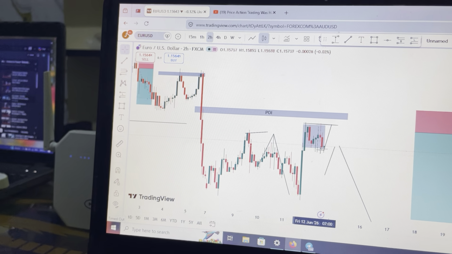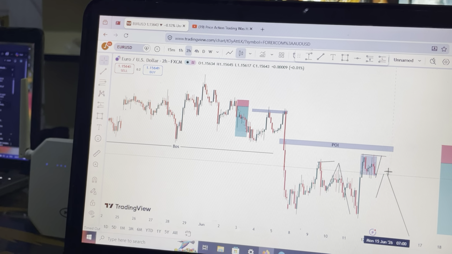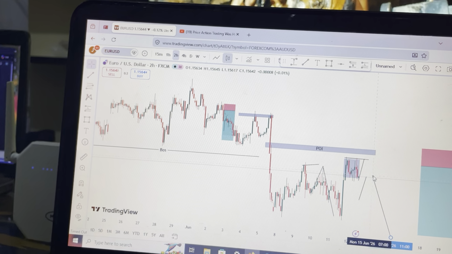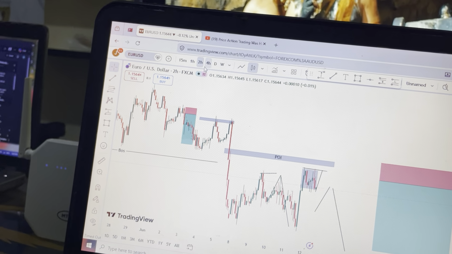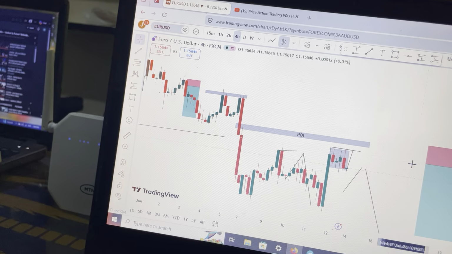Now, if price gives a break and retest around this level, we'll be waiting to sell at an internal lower high. You understand? We'll sell at a lower high at a resistance level. So just be patient. Just wait and see what price does. If price gives us that, then we'll go.